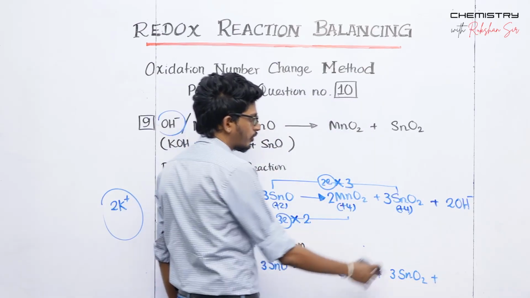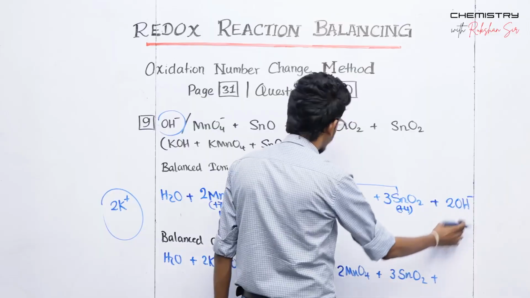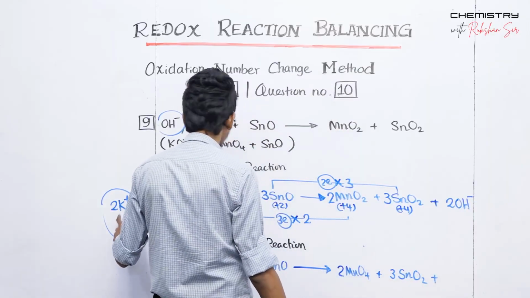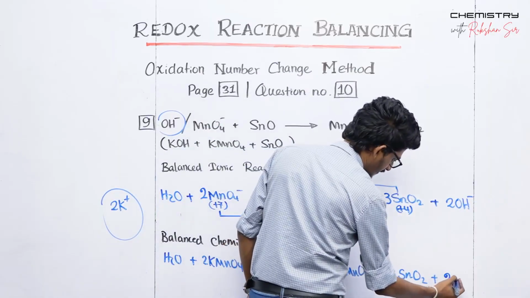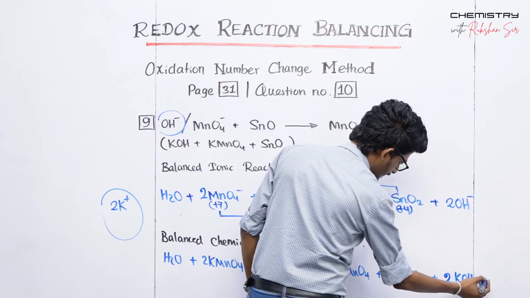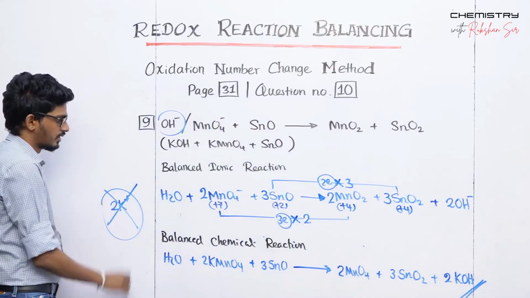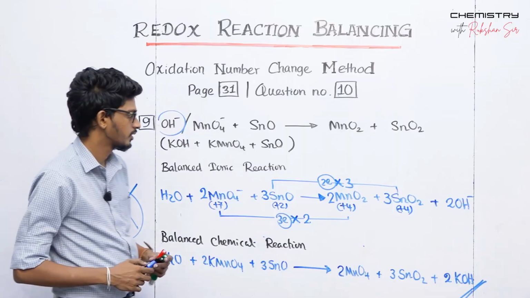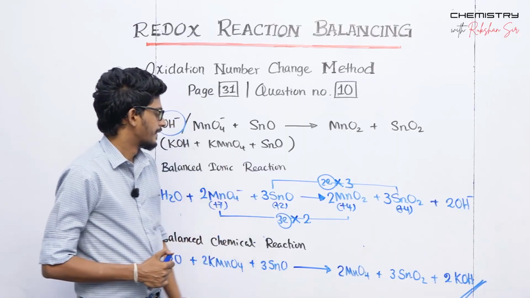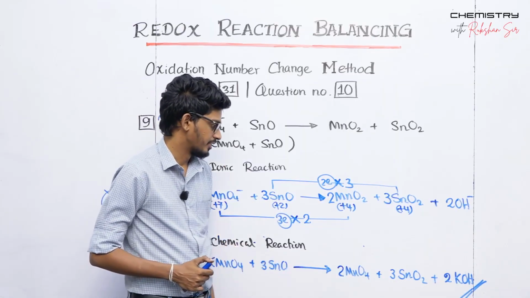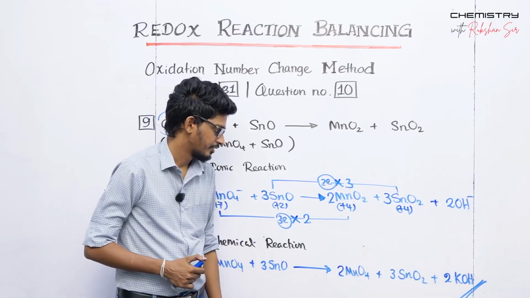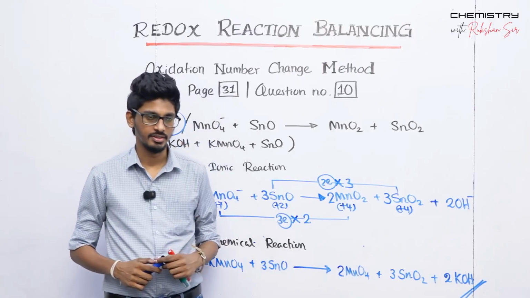Finally, 2 of OH minuses. These OH minuses could be connected with the K pluses available here, so that becomes 2 of KOH, right? The K pluses are used here now, right? So that is the final balanced chemical reaction for the 9th redox reaction, right? Just complete this stuff.